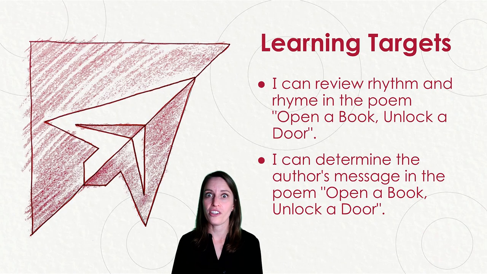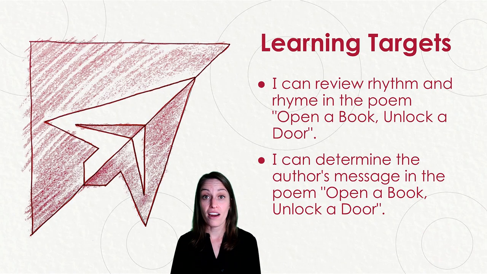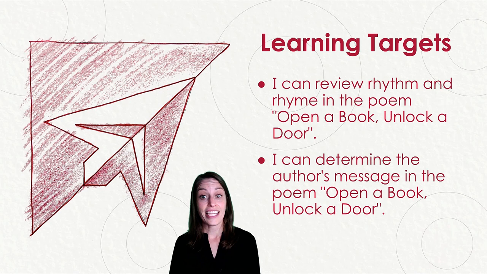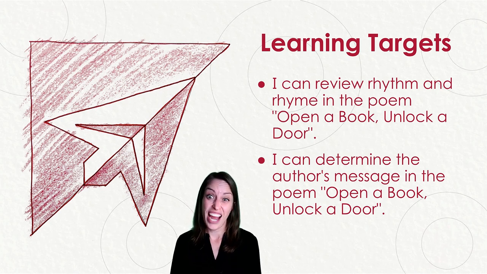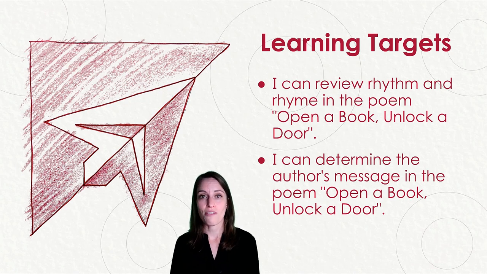We have two learning targets today. Remember, the learning targets are the things that we are working to learn and the skills that we will practice. Our first one is, I can review rhythm and rhyme in the poem, Open a Book, Unlock a Door. And I can determine, or figure out, the author's message in the poem, Open a Book, Unlock a Door.